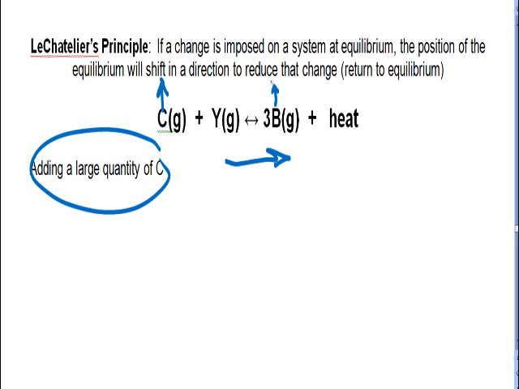By going to the right, the amount of B goes up, the amount of Y goes down, the excess C that was present gets consumed by being turned into product, the amount of C comes back down, and the reaction returns to a state of equilibrium. So for this we would say by adding C, the reaction shifts to the right and responds to that change in an attempt by the reaction to return to a state of equilibrium.